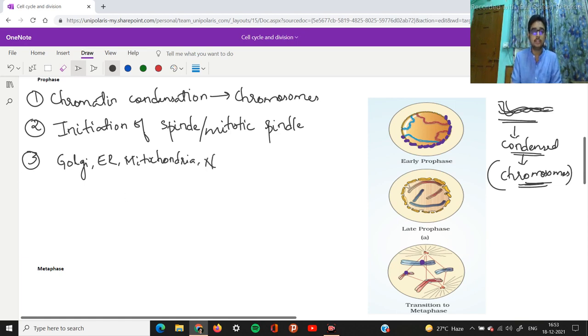Okay, all of this disappears so that enough space is given for the cell to divide. So all of these organelles disappear in this phase. So what are the main events that take place in prophase? Chromatin condensation takes place to form the chromosomes. Initiation of the mitotic spindle takes place, and number three, the Golgi apparatus, endoplasmic reticulum, mitochondria, and nucleolus all disappear so that enough space is given for cell division.